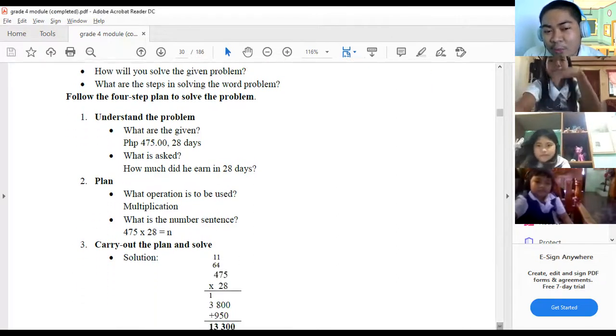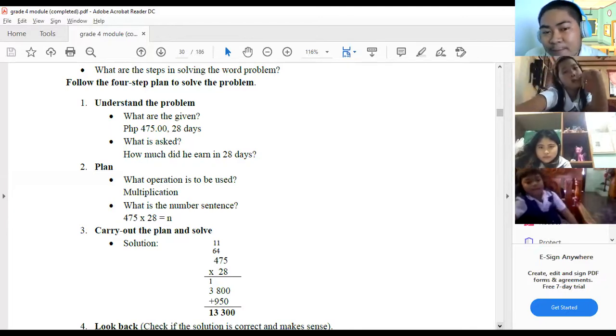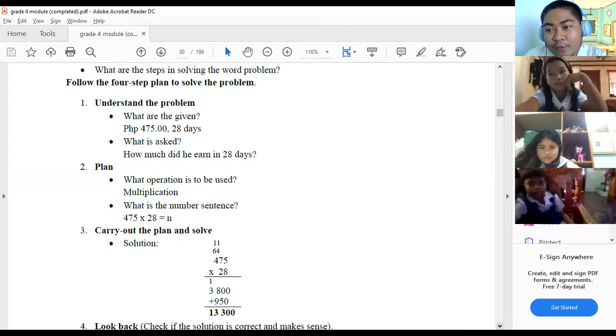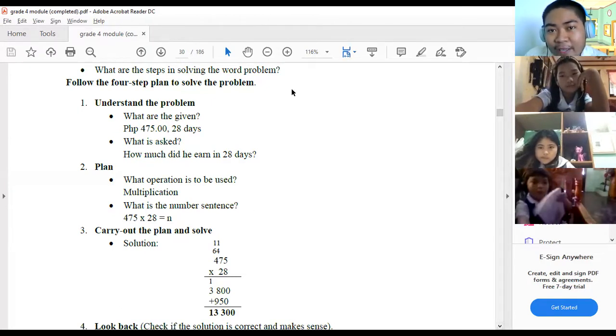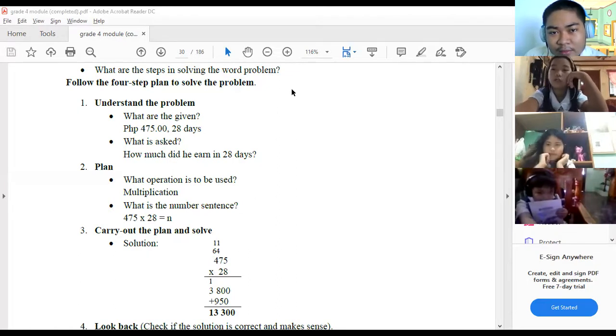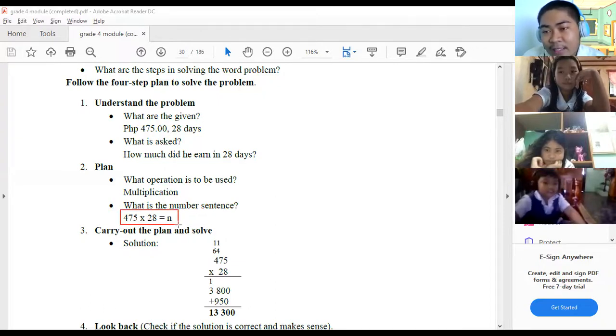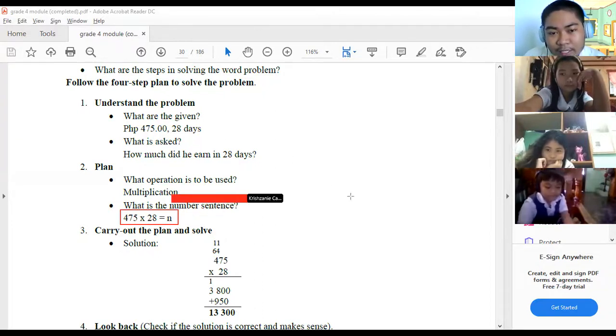After knowing what is being asked, what the givens are, and what the operation to be used is, what is the number sentence now? That would be multiplication. So 475 times 28 equals an unknown number, or n, di ba?